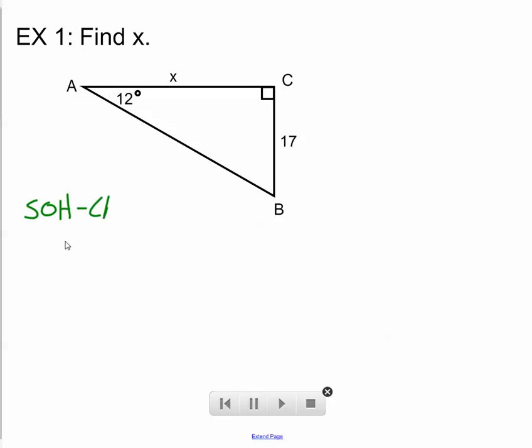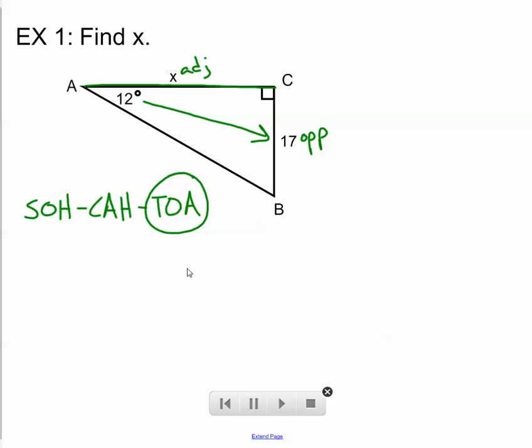Here's our three ratios. Sine is opposite over hypotenuse. Cosine is adjacent over hypotenuse. And tangent is opposite over adjacent. Now, in relationship to this 12-degree angle, the side we're trying to find is the side adjacent to that angle, and the side we're given is the side opposite. Now, tangent is the only ratio that we know that uses both adjacent and opposite.